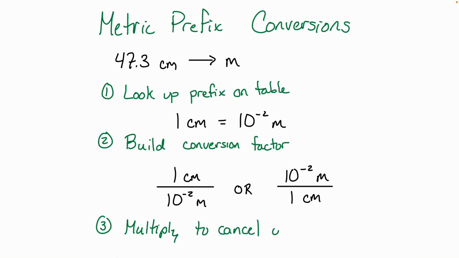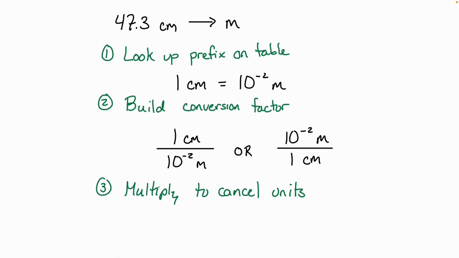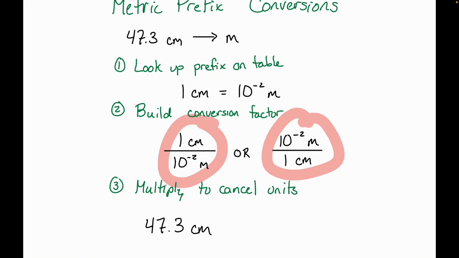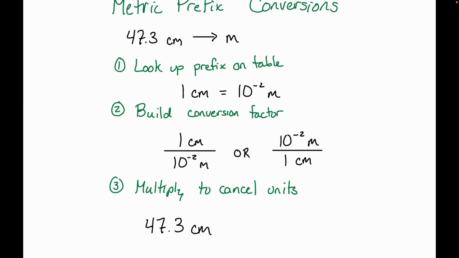in order to cancel our units. So what do I mean by that? I'm starting in these units of centimeters. I'm trying to jump to these units of meters. So I'm going to take my 47.3 centimeters and I'm going to multiply it by one of these two conversion factors. But which one am I going to pick? I'm going to pick the one that cancels out those units of centimeters and leaves me in the units that I want, the units of meters. So which one am I going to pick? The one on the left or the one on the right? The one on the right.